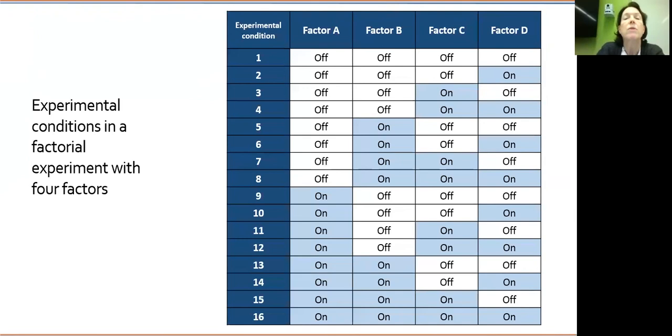So where it says off in this generic design, it could be a placebo, it could be standard of care, wait list, anything you can think of. It could be different across the board for these different factors. So that's how you can deal potentially with controlling for the length of time that a component takes if it varies across components. Very good.